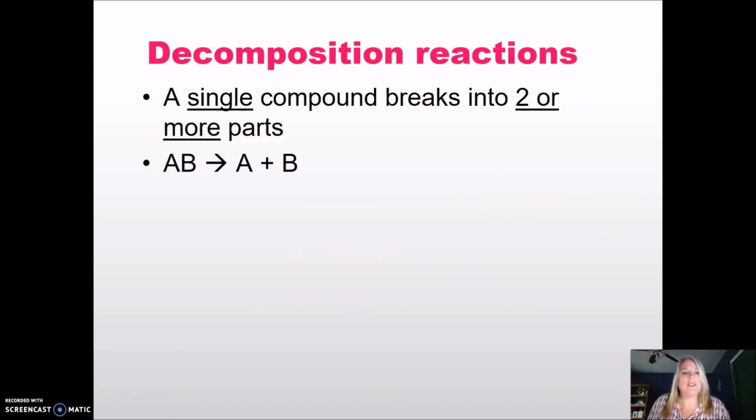Okay, the next is a decomposition reaction. In a decomposition reaction, we have on the reactant side 1 thing, and we produce on the product side 2 things. So our generic reaction is our compound AB decomposes to produce A plus B.